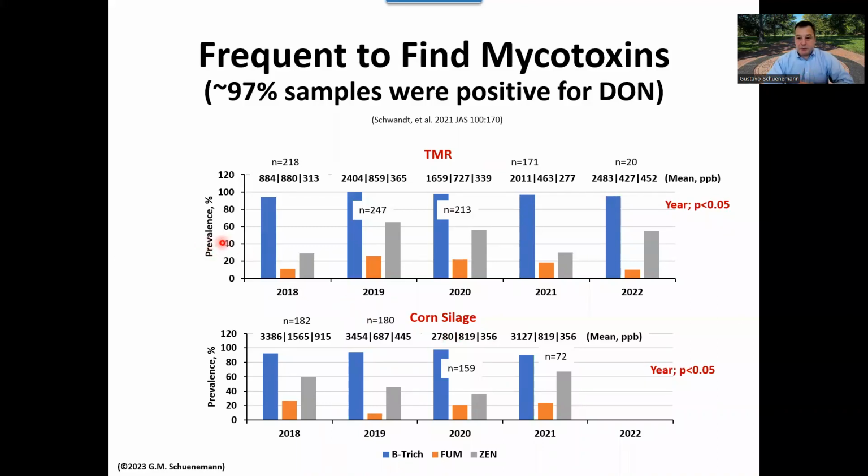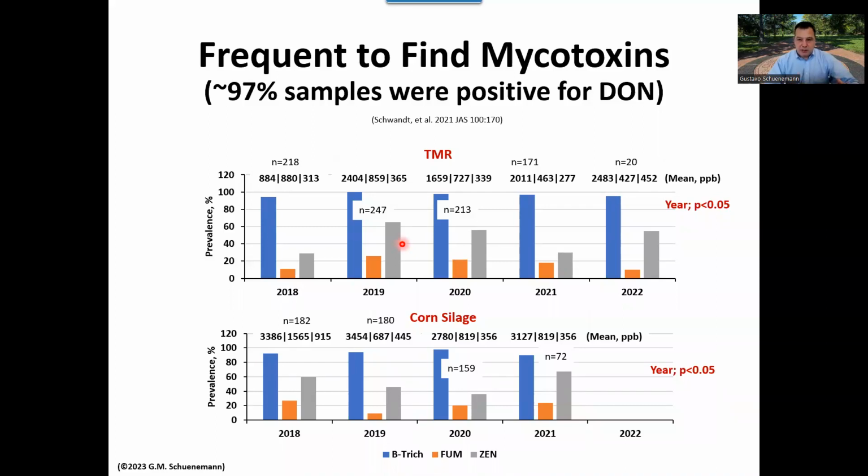You see the prevalence for each one of them, and here you see the sample size, how many samples they tested. And here are the means, and this is in ppb, parts per billion. So this is the mean for those samples, from 884 parts per billion. These are for each one of the three major mycotoxins you can see there. So it is common that we find these mycotoxins in the field.